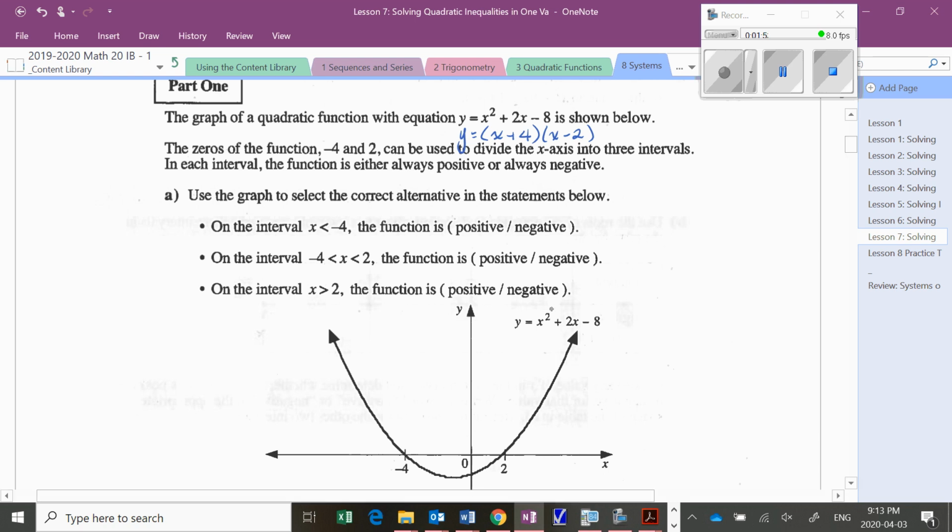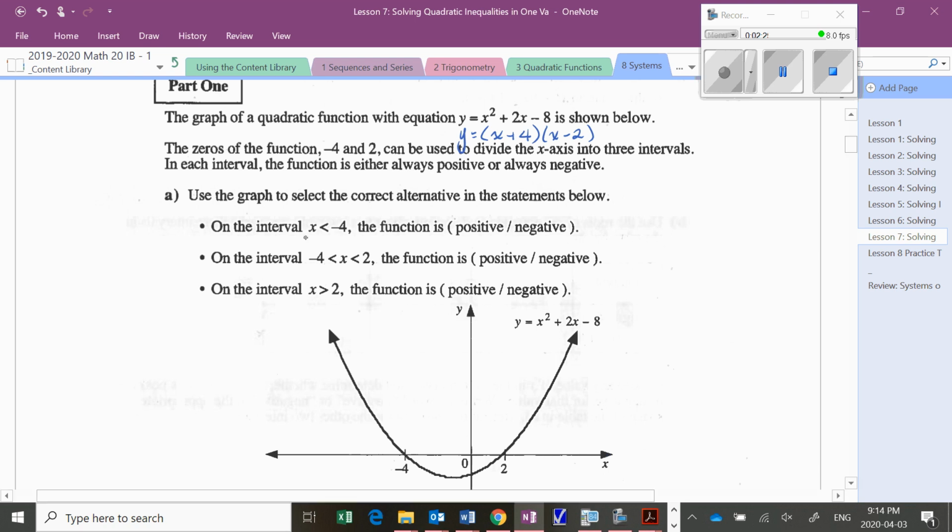And so you can see this quadratic, because it has two x-intercepts, is dividing our x-axis into essentially 3 intervals or 3 sections. And in each interval, the function, meaning the graph, is either going to be totally positive, so above the x-axis if you're looking at it visually, or negative, meaning that the graph is below the x-axis. So this first part is obviously not using test intervals, it's just doing it visually by graphing.